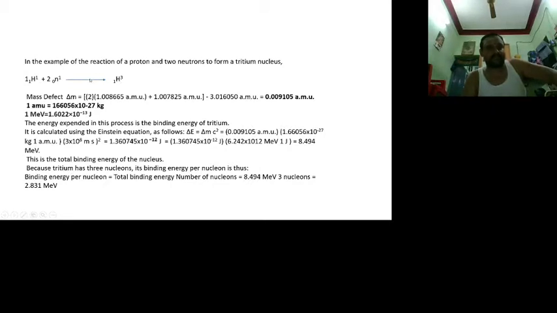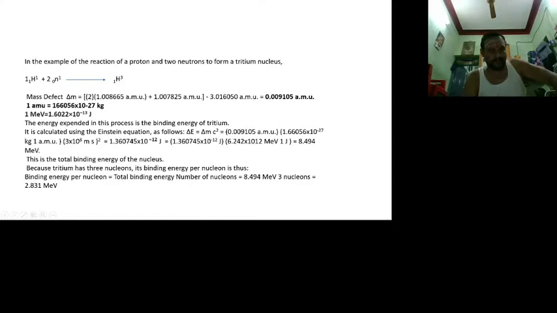What happens? In the case of the fusion reaction, energy is totally liberated. How is it possible for such energy to be liberated? Because of the mass defect. I think you have heard about the concept of mass defect: it is the difference in mass between the reactants and the product nucleus, which is converted into energy according to Einstein's mass-energy equivalence.